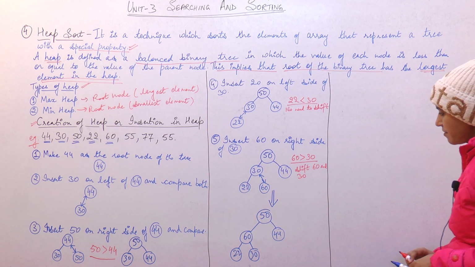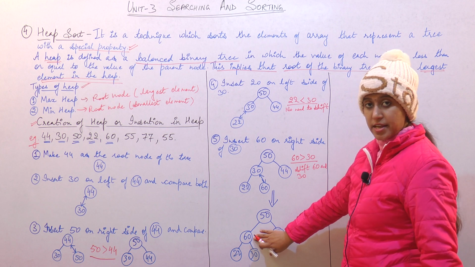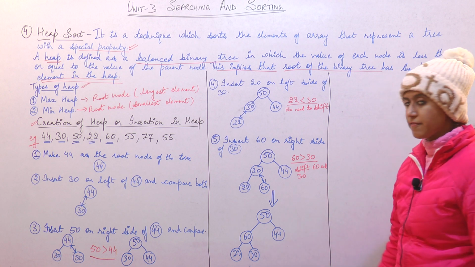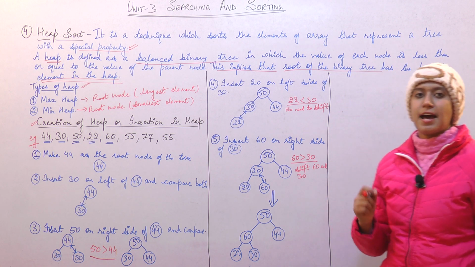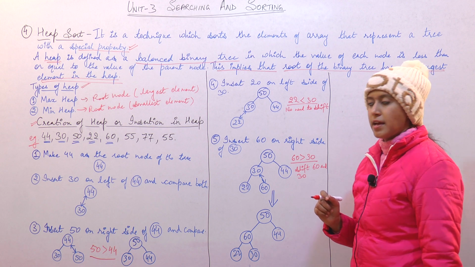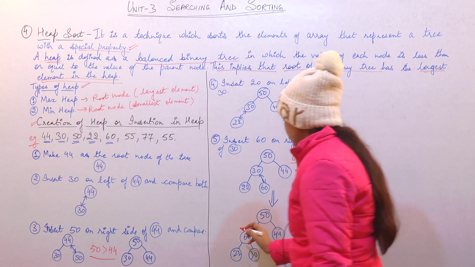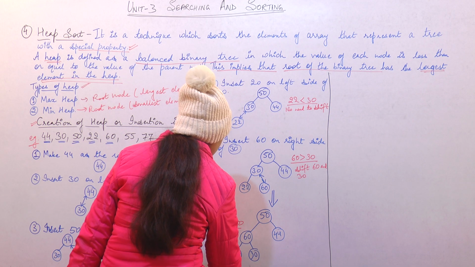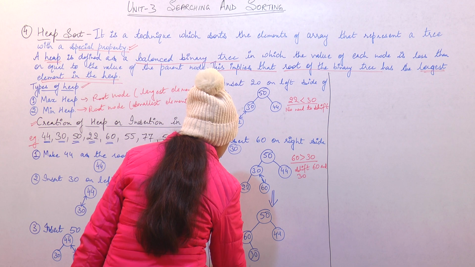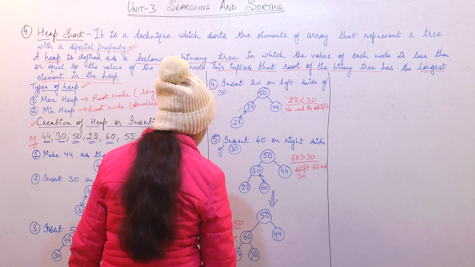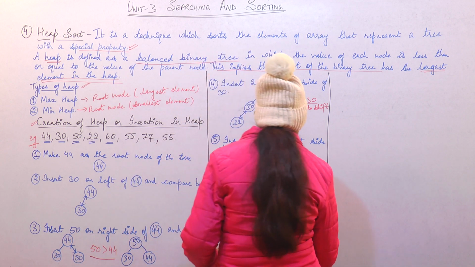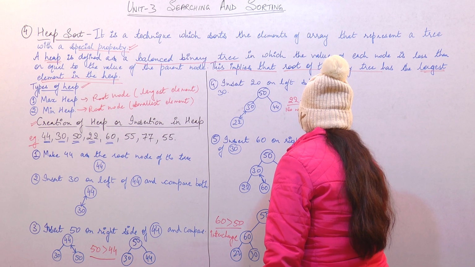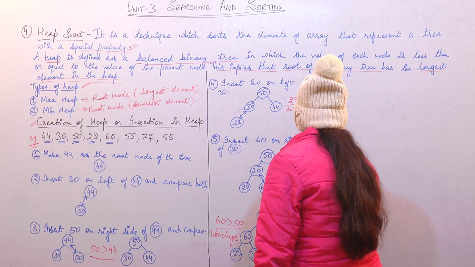Now what we will do, we will compare 60 with 50, because our special property states that the root node will always contain the largest value of the array. So 60 is greater than 50, so we will interchange the values of 50 and 60, and our new tree will be 60.